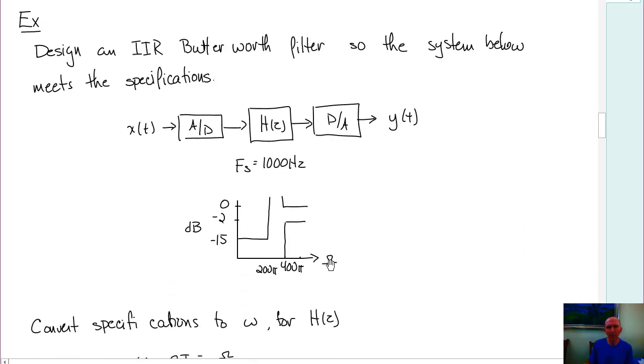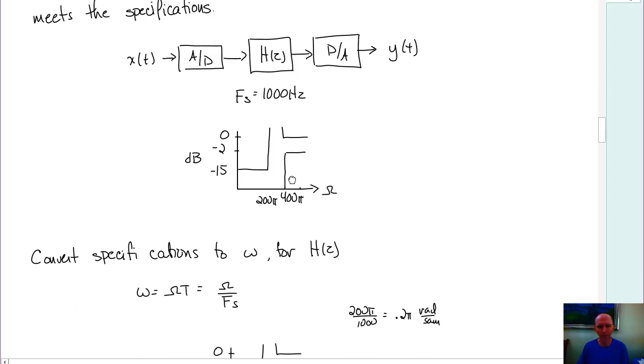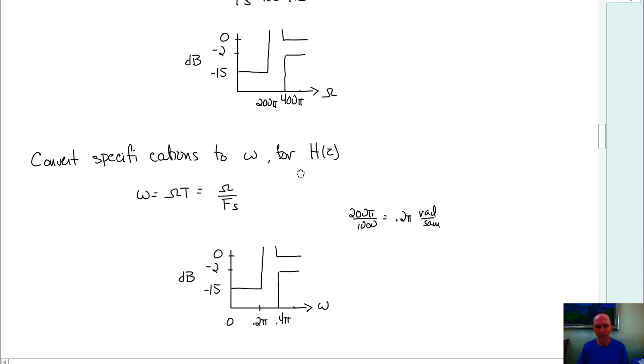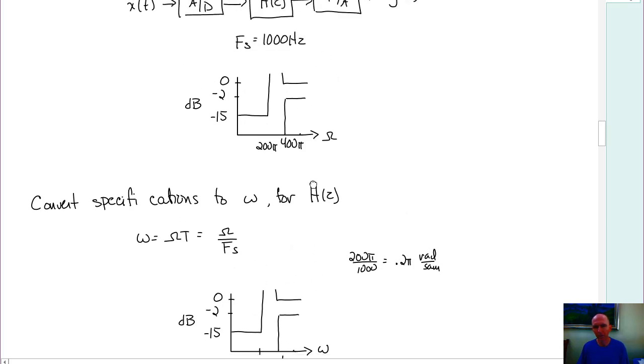Okay, so let's say we want a system that has an analog to digital converter, a digital to analog converter, and a digital filter. And we want this whole system to meet these specifications. First thing we do, as always, we convert the specifications from continuous time to discrete time, from big omega to little omega. And this is the frequency used because we're using sampling here. And so we go from this to these specifications. We find the specifications for h of z.